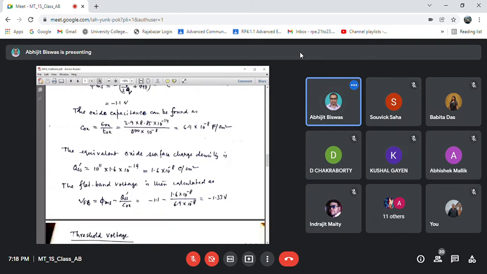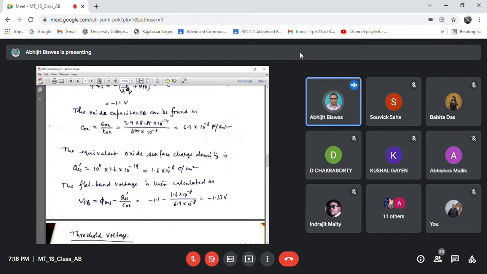So now the equivalent oxide surface charge density Q'ss: per square centimeter, the number of electrons available is 10 to the power 11.